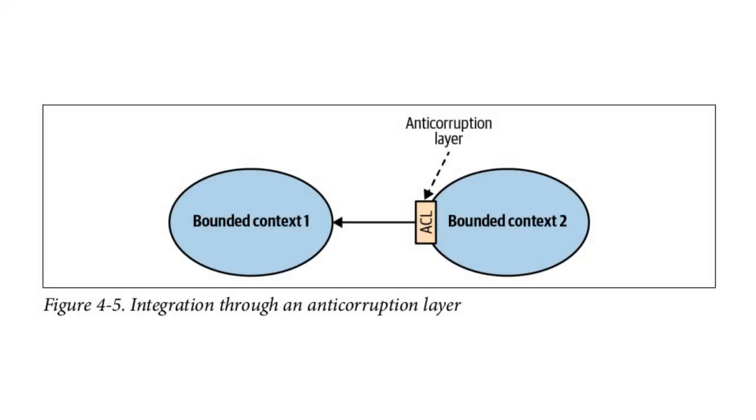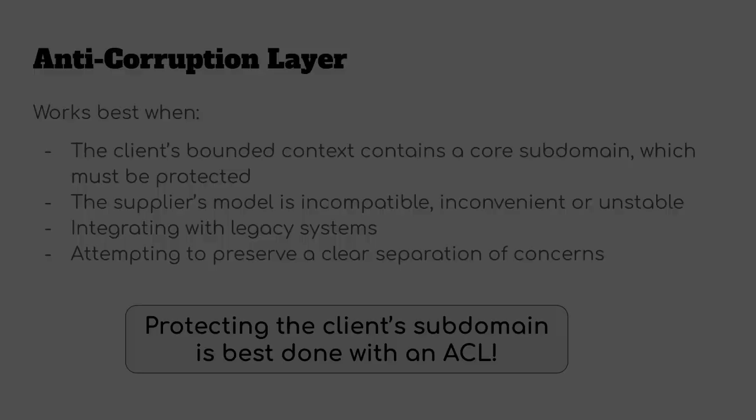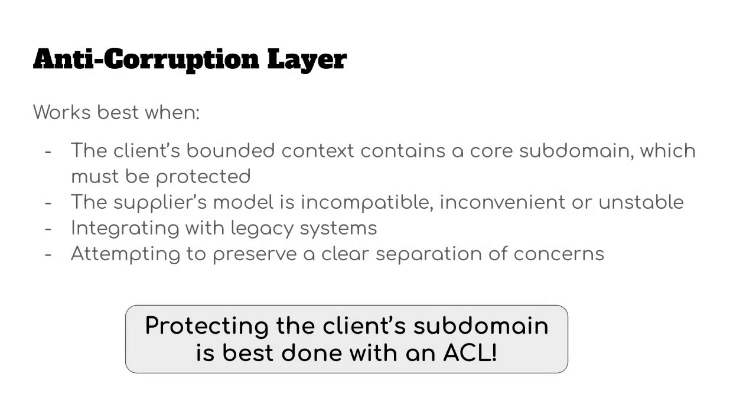With the second pattern, the anti-corruption layer, also known as ACL, the client does not accept the supplier's model, choosing instead to translate it into its own. Creating an ACL is usually desirable under the following circumstances. 1. When the client's bounded context contains a core subdomain. Core subdomains are the most important part of the business, and you usually do not want to couple that to a model that evolves separately and has a different set of priorities and problems to solve.